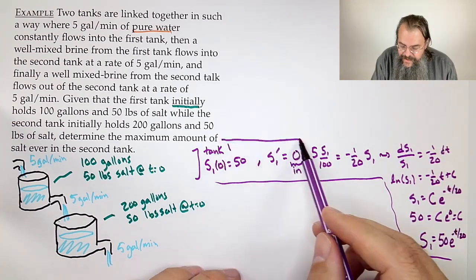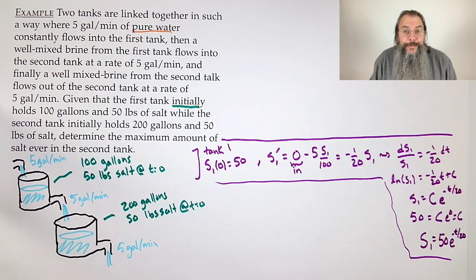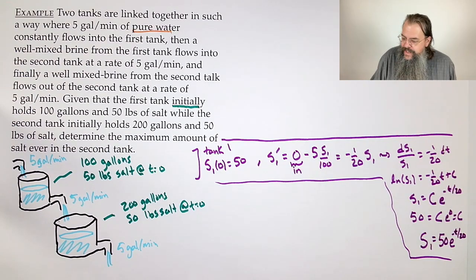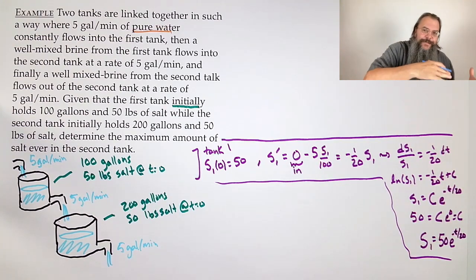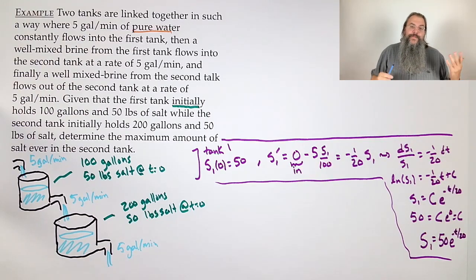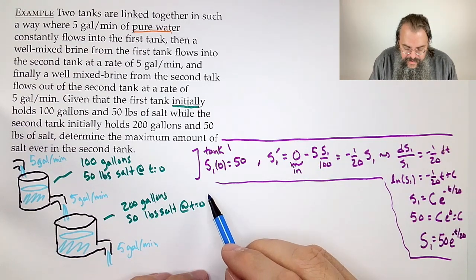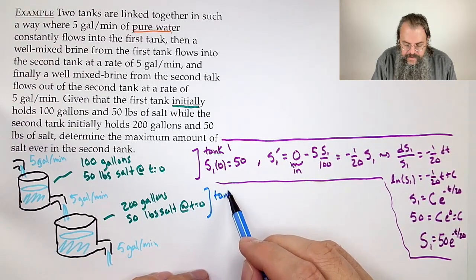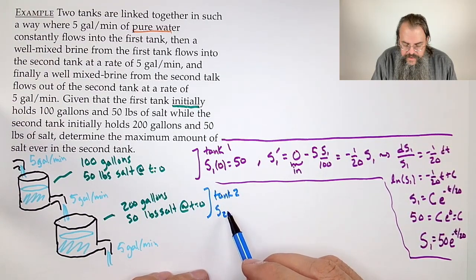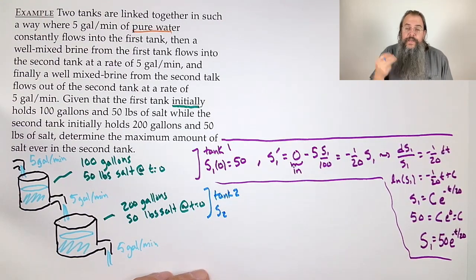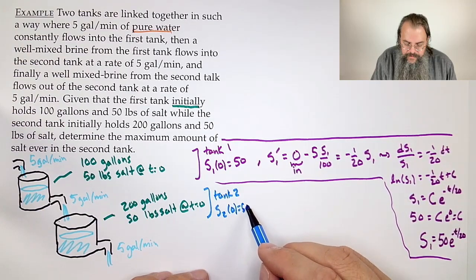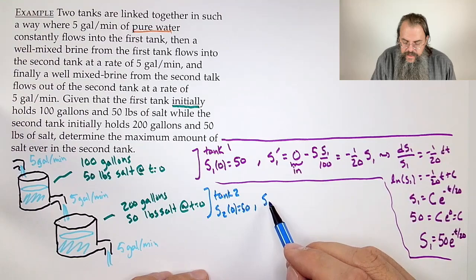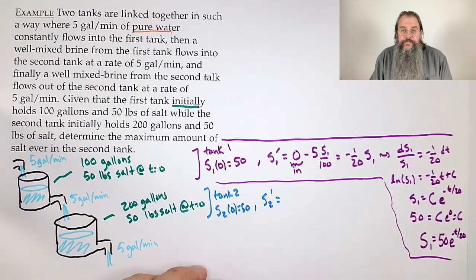Now, tank 2. So now that we understand tank 1, the reason that we talked about tank 1 is it's affecting what flows into tank 2. So let's talk about tank 2. So we have some things going on. We know initially, and I'm going to use 2 to indicate tank 2, that the amount of salt in tank 2 at time 0 is 50, same as before. And now we say, okay, S2 prime. How much is coming in?